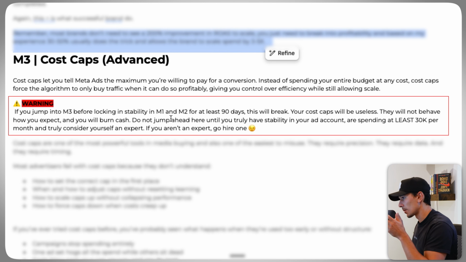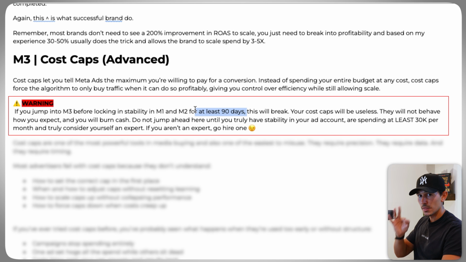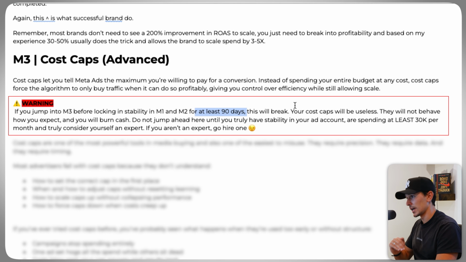Big warning here. If you jump into M3 before you lock in stability on M1 and M2, and you let this stability stay for at least 3 full months, I'm talking a full 90 days, this is going to break. Your cost caps are likely to be useless. They're not going to behave how you expect. And if you think you could just rip new campaigns and start new cost caps, I really want you to think again. Cost caps are not the most complicated tool, but they often fail, especially for brands that are younger, especially for brands that aren't spending a boatload of money.